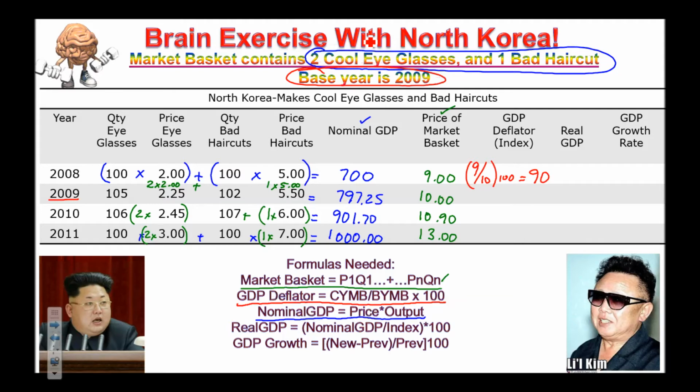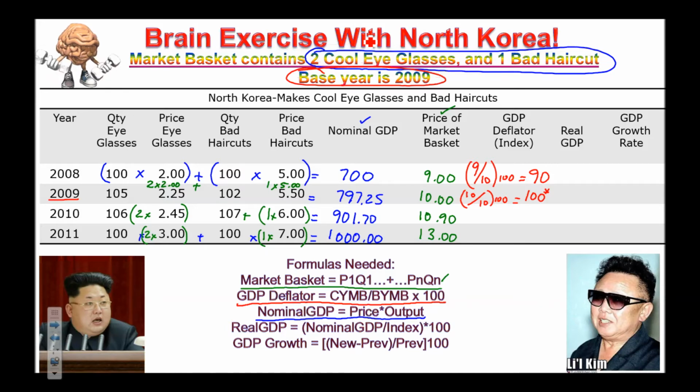Now, for 2009, we'll do the same thing. We take the current year, which is 2009's market basket of $10, divide by the base year, and multiply by 100, so the base year index is 100. That's important because the base year index is always 100, because a number divided by itself times 100 is always 100.